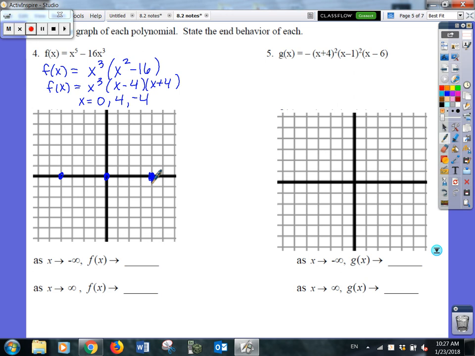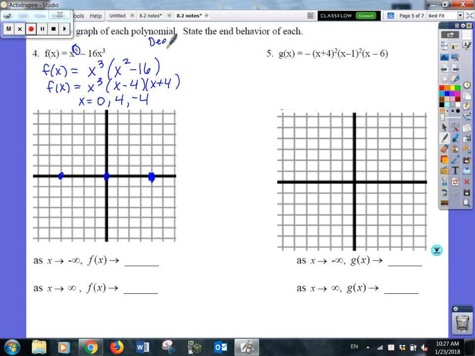So we know at 4 and negative 4, it's a single root, so it's going to cut through the x-axis. At 0, it's a triple root, so it's going to do that little bend through the x-axis. So we have to figure out, do we start high, do we start low, what we're going to do as far as when we're sketching this graph.